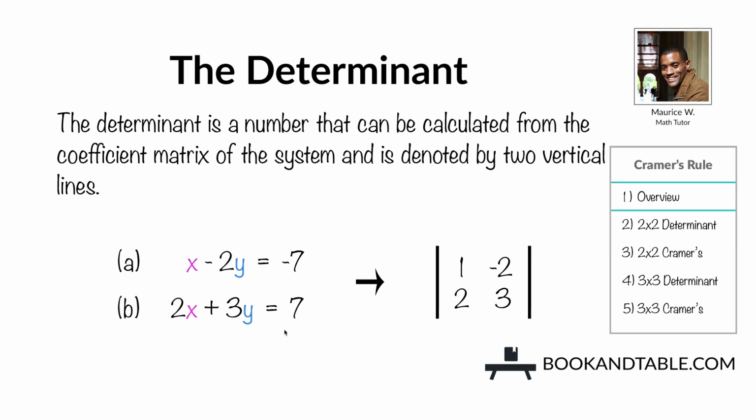Now, the determinant is a number that can be calculated from the coefficient matrix of the system and is denoted by two vertical lines. So throughout this chapter, instead of two brackets on the two sides of our grid of numbers, we'll have two straight lines such as these two here. And this is what we'll be using to show that we're calculating the determinant of this matrix.